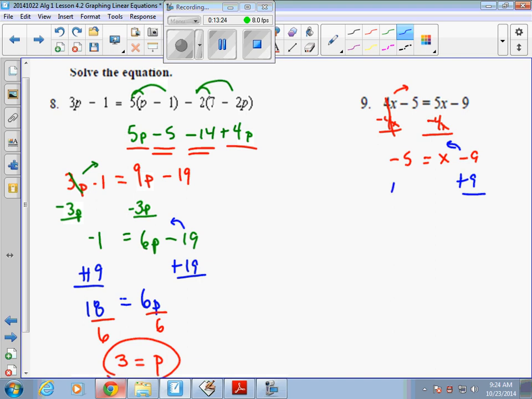You add it to the right, add it to the left. -5 plus 9, opposite signs, subtract them. 9 minus 5 is 4. Keep the sign of the larger number, 9. It's positive, so it's going to stay as positive 4. X is equal to 4.